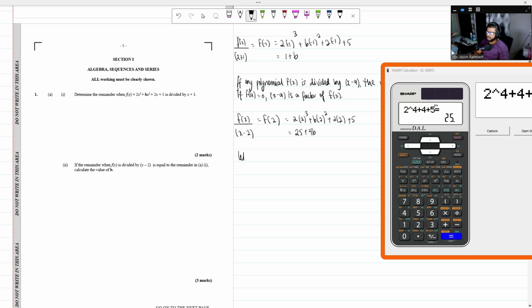So now they say both remainders are equal. So I will let 1 plus b is equal to 25 plus 4b. Move the 4b, I'll get b minus 4b is 25 minus 1, minus 3b is equal to 24, and b is equal to minus 8. Bam shot, we're good to go.